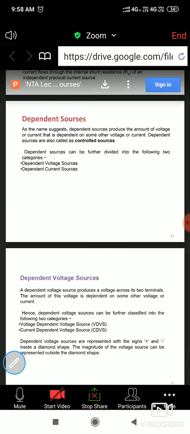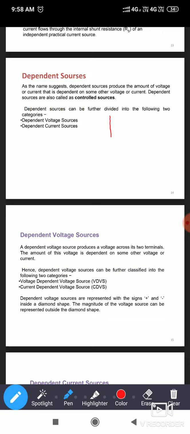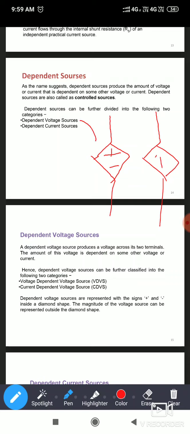One thing I will tell, how to identify the dependent sources. If a diamond shaped structure is there, then that is a dependent source. If plus minus is there, then that is called a dependent voltage source. If an arrow is there, then that is called a dependent current source.